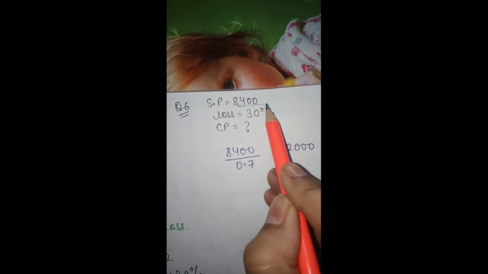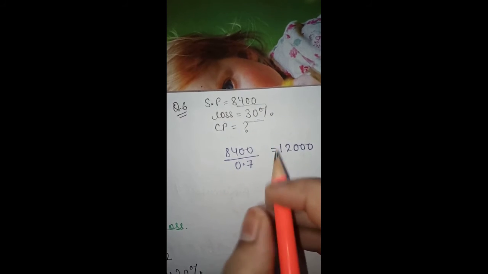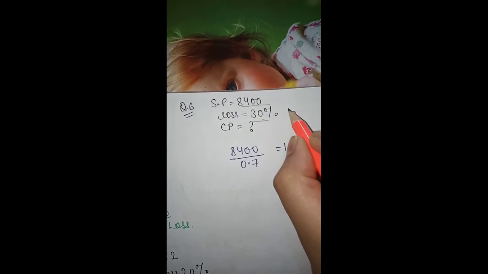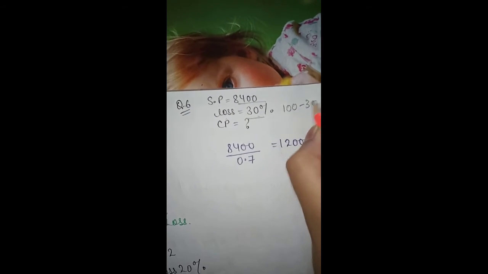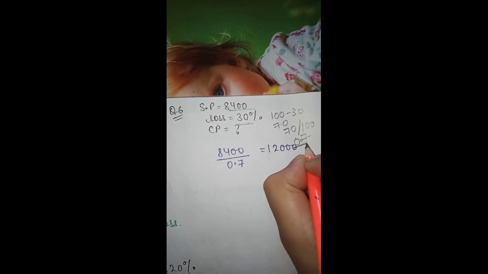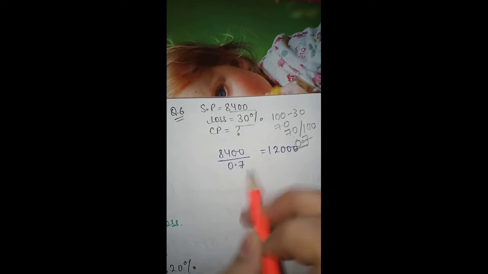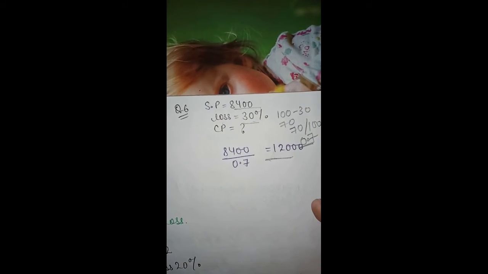Similarly, the next question is, the selling price is 8,400 and we have a loss here, that is 30%. See, we have a loss now. Loss means 100 minus 30, we have 70, and 70 upon 100 is equal to 0.7. This is the multiplication factor here. So this is selling price upon multiplication factor, and we get the cost price.